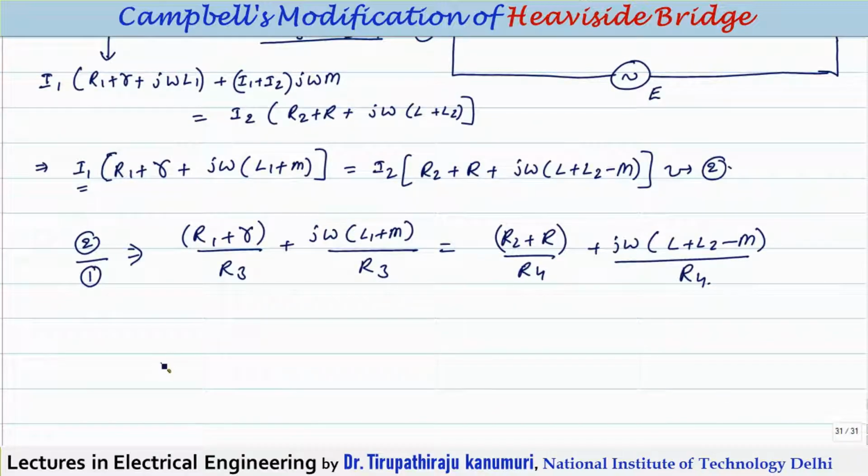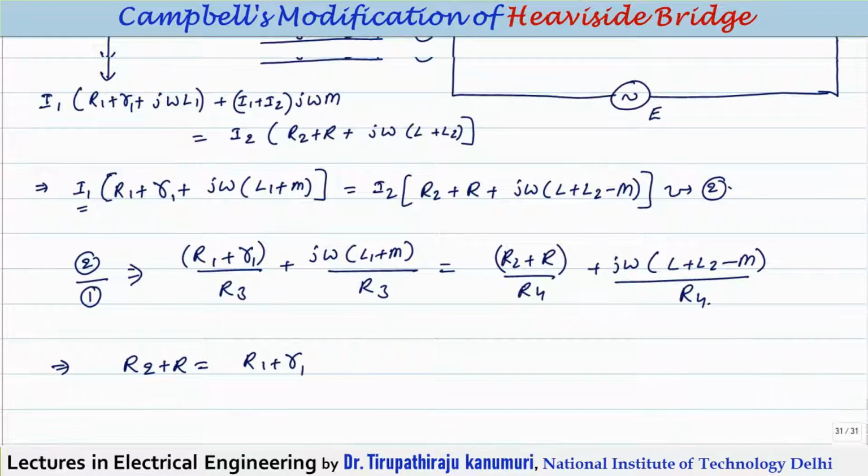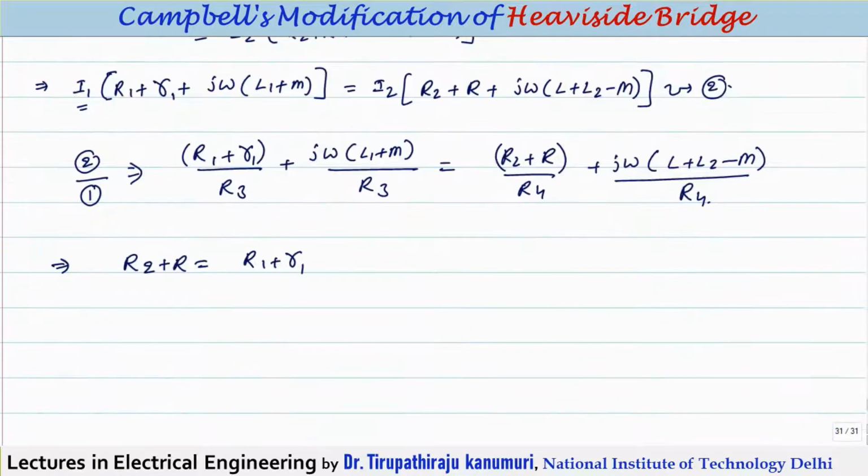From this I can equate the real and imaginary terms. When equating the real terms, we will get R2 plus R equal to, because R2 is the unknown value we are calculating, R1 plus R. So this R, the balance is obtained. In that case I told that R will be equal to R1, so everywhere I am replacing with R1. Please change it. So R1 plus R1, so this will be R plus R1 into R4 divided by R3. This is what we got, so let us take it as equation number 3.